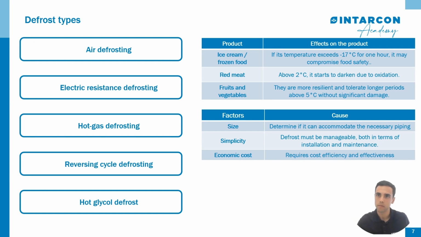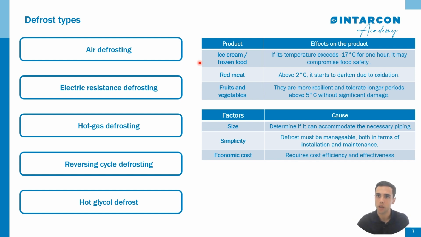In the refrigeration system, some defrost processes provide more heat than others to melt the same amount of ice. The most effective defrost will be one that generates the necessary heat and requires the least consumption in a given time. We will talk about air defrost, electroresistant defrost, hot gas defrost, hot glycol defrost, and reverse cycle defrost. Also, it's essential to consider the impact of defrost on stored products, for example, ice cream and frozen foods. If their temperature exceeds minus 17 degrees for an hour, it can compromise food safety.